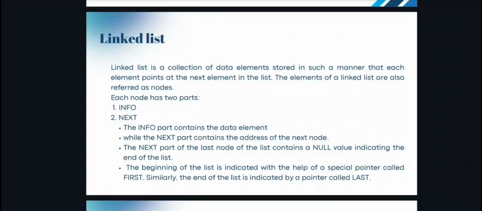The information part contains the data element while the next part contains the address of the next node. The next part of the last node of the list contains a null value indicating the end of the list. The beginning of the list is indicated with the help of a special pointer called first. Similarly, the end of the list is indicated by a pointer called last.